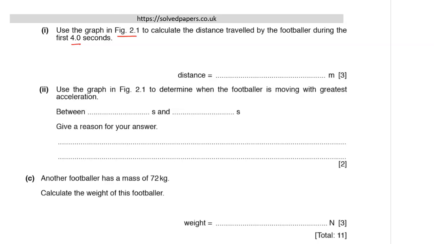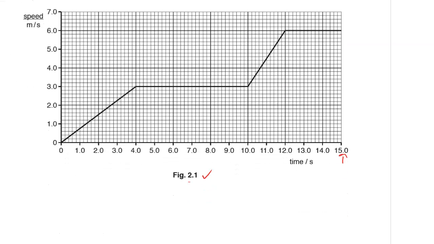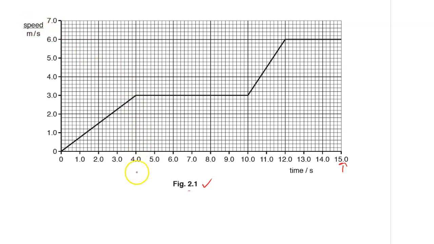Okay, this graph is a speed-time graph. You can see right here, this is a speed-time graph. So the first 4 seconds is right there. To find the distance traveled in the first 4 seconds by the footballer, we find the area under the graph. This area here, the area under the graph from there. So we find that area. You can see this is a triangle. The area is in the form of a triangle. The base is 4 seconds and the height is 3 meters per second.